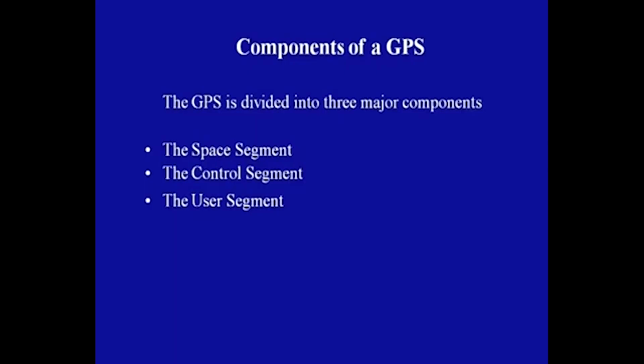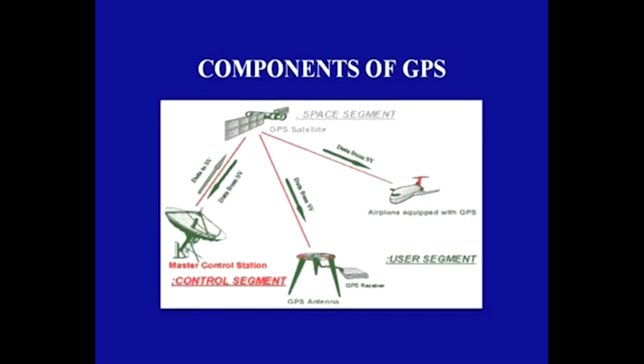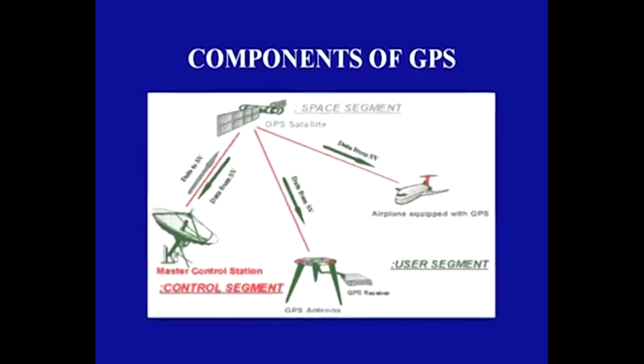Having had a look at the logical steps which are involved, now let us look at what are the main components of a GPS. The GPS is divided into 3 major components, that is the space segment, the control segment and the user segment. So, let us look at each of these segments, the layout in totality. This particular slide shows us all the 3 components which are involved in the GPS activity.